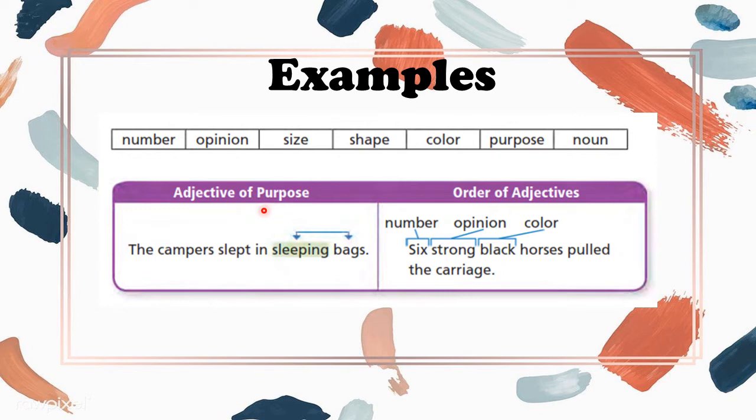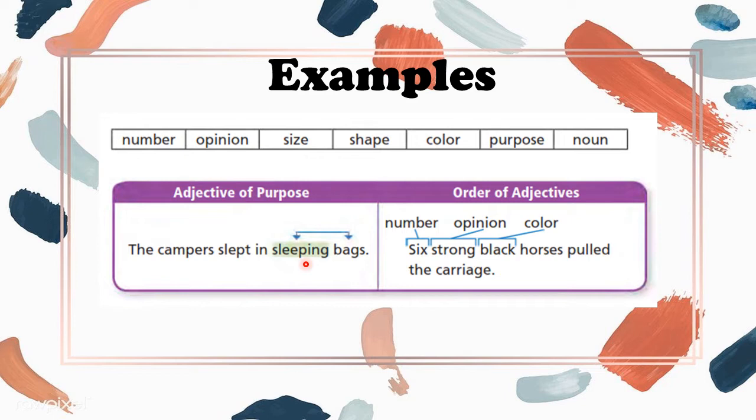Okay, so let's look at the example right here. We have an adjective of purpose. The camper slept in sleeping bags. What kind of a bag was it? Okay, what was this bag used for? It is a sleeping bag. Okay, so this gerund adjective right here is an adjective of purpose that appears before a noun.